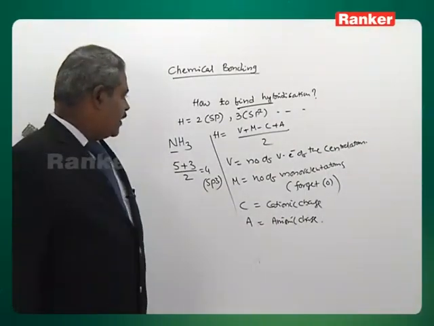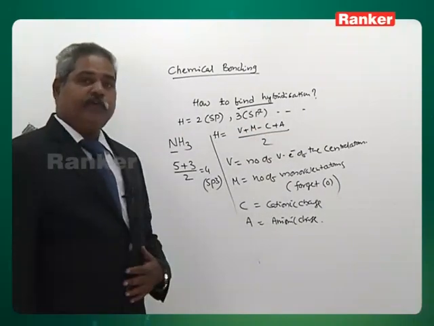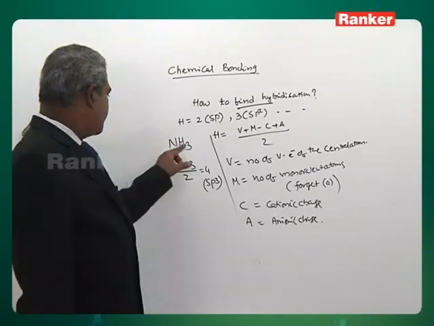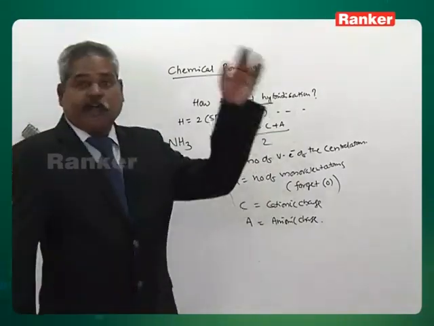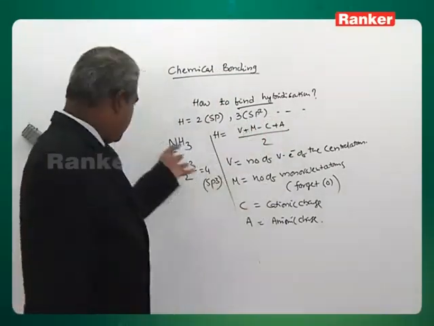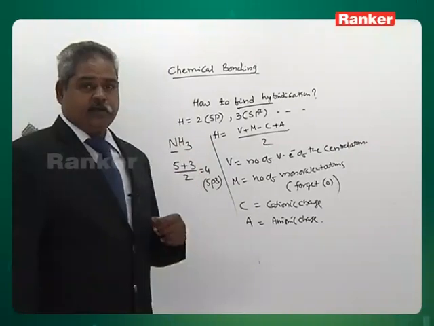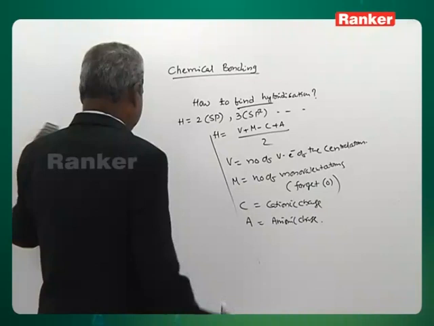What I mean to tell you here is, though the formula appears to be very big, its application is very simple. 5 plus 3 by 2. What about this C and A? When the question is about a cation, this C comes into the picture. When the question is about an anion, A does. Ammonia is neither anion nor cation. It is not charged. NH3. Next.